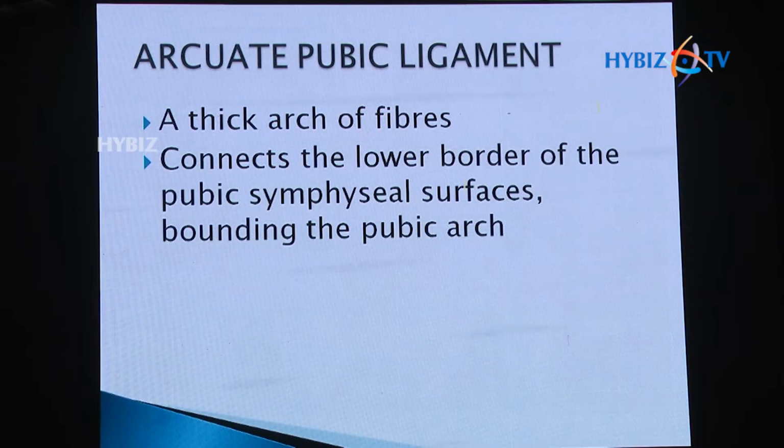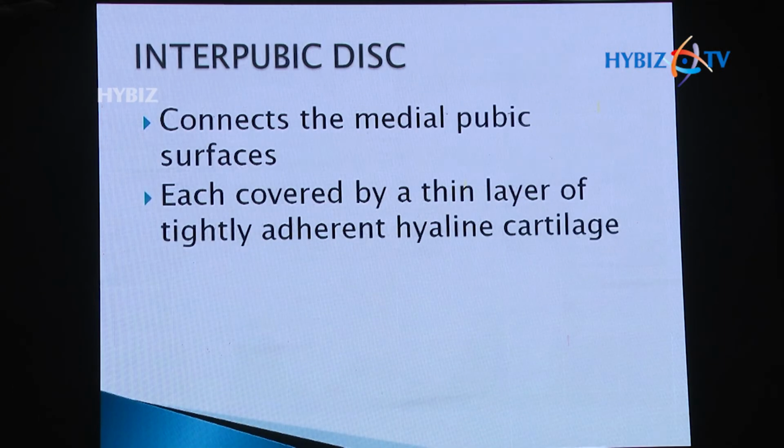The arcuate pubic ligament is a thick arch of fibers bounding the lower part. The interpubic disc connects the medial pubic surfaces and is covered by hyaline cartilage, with fibrocartilage in between. So these three joints connect the skeletal bony pelvis: two sacroiliac joints and one pubic symphysis.